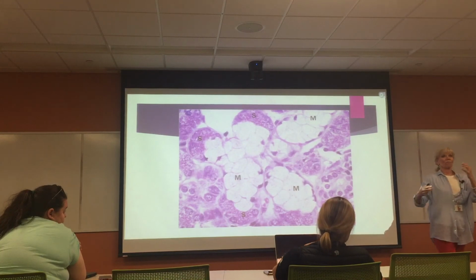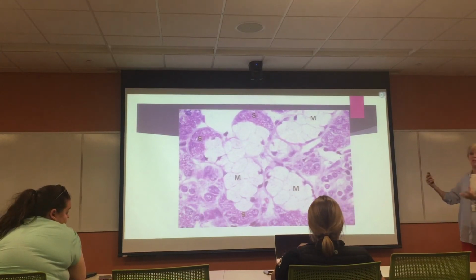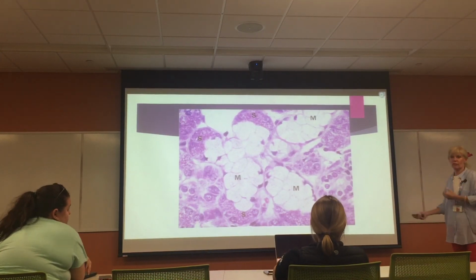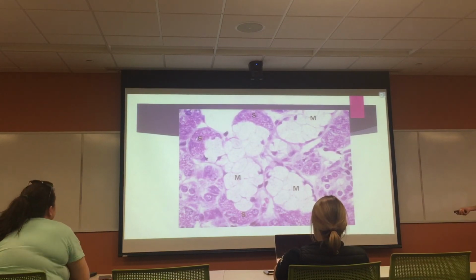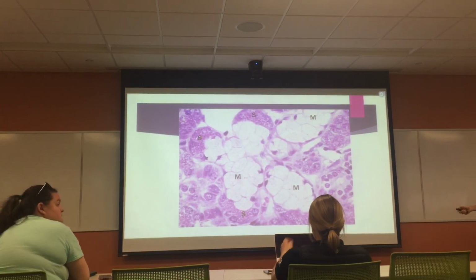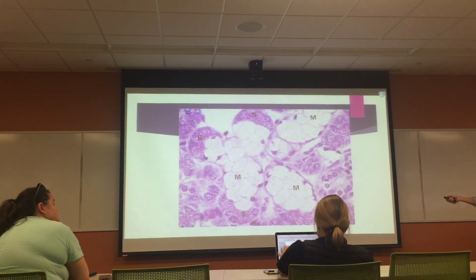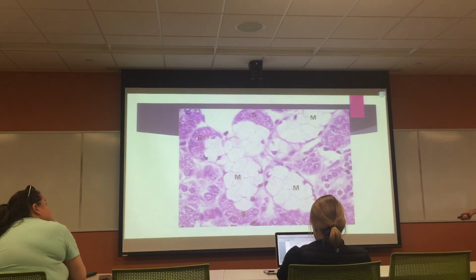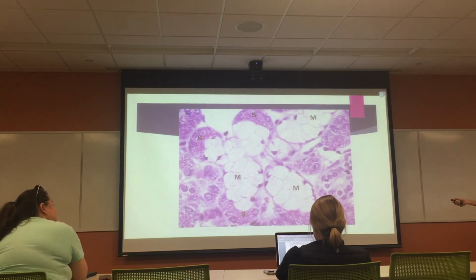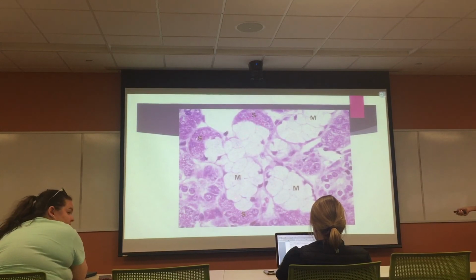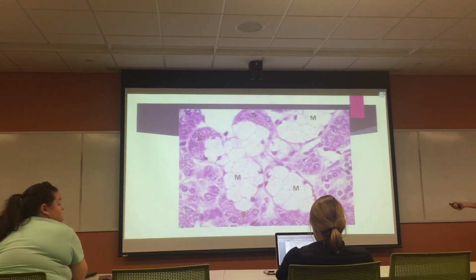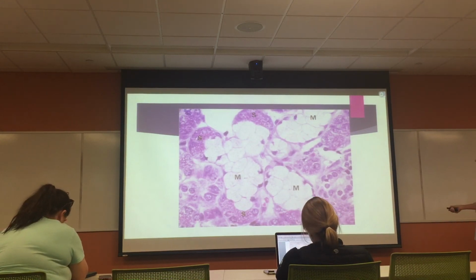Something like 70, 30, 65, 35, something like that. So where are the serous demilunes? Sublingual. So where are the serous demilunes here? Maybe here, labeled S. That gives you a clue which gland. Here's one. What kind of cells are these? Mucous.